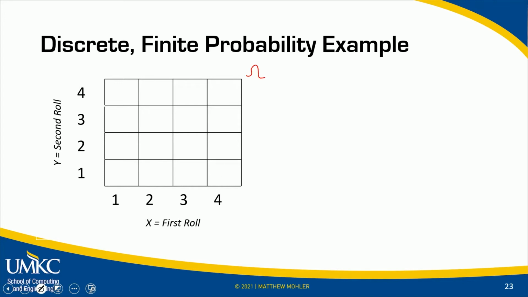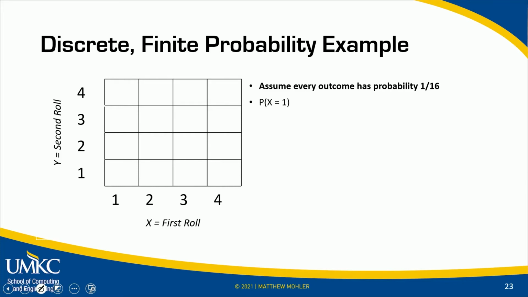Now, to actually calculate probabilities, we have to decide what the probability of each of these individual events occurring is. And for simplicity, we're just going to assume that every outcome has the probability 1 over 16. There's 16 unique events here, and we're just going to assume that they are all equally likely. Now, you'll find in most cases that's not necessarily the correct assumption, but for simplicity, we're just going to make that assumption in this case.